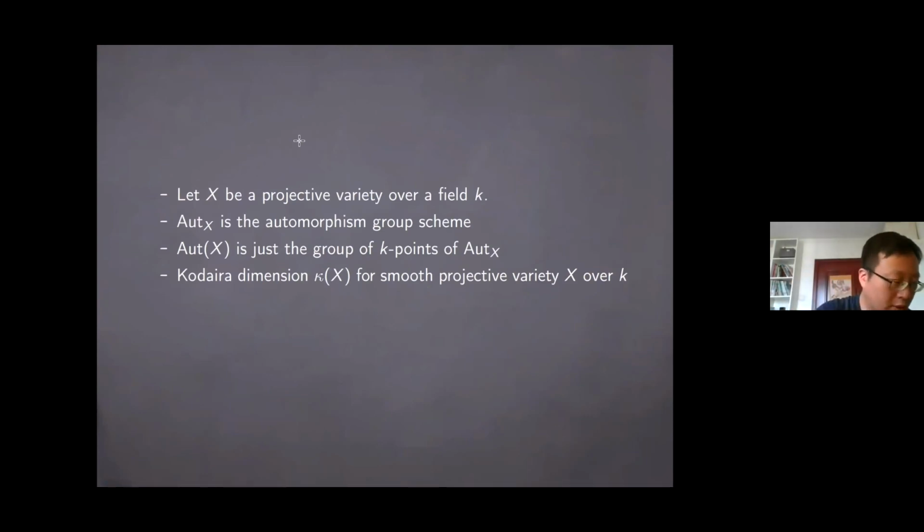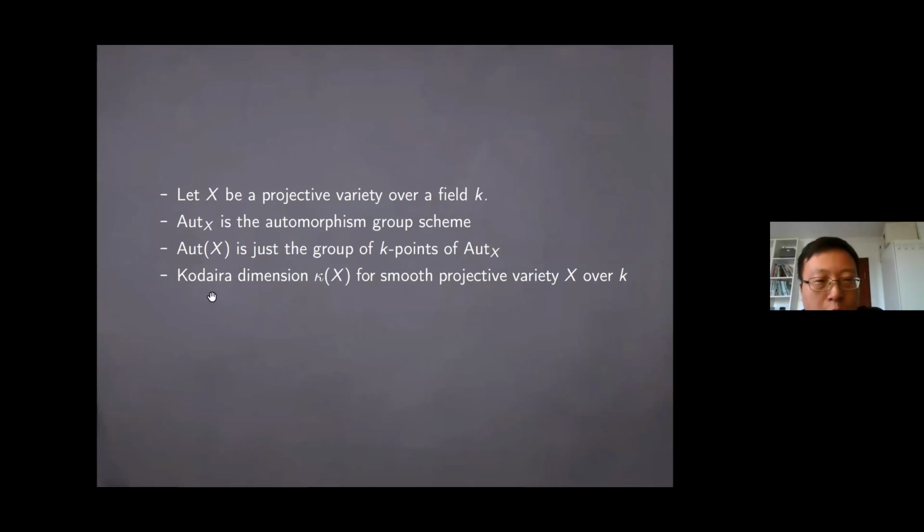In this talk, X is a projective variety over a field K. Here we use this to denote the automorphism group scheme, which is a functor induced by X. For any S, it sends S to Aut of X over S, X times S over S. This functor is representable by some group scheme called Aut X. What we are interested in is the abstract group, so we take all K points of this Aut X.